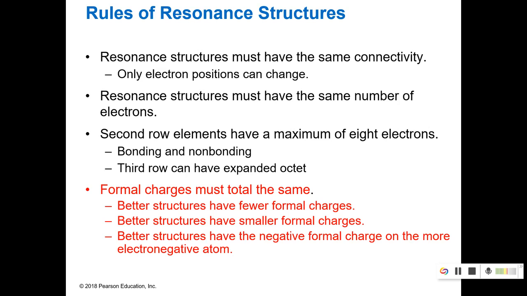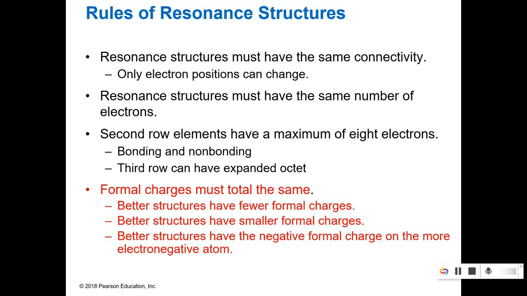Now we're going to go into formal charge. So formal charge is normally used on resonance structures. And the thing with resonances, they have to have the same connectivity. So the way they're connected needs to be the same. Only electrons are moving, not anything else. And then they need to have the same number of electrons because otherwise they're not resonance structures. Okay, also they need to be proper structures.